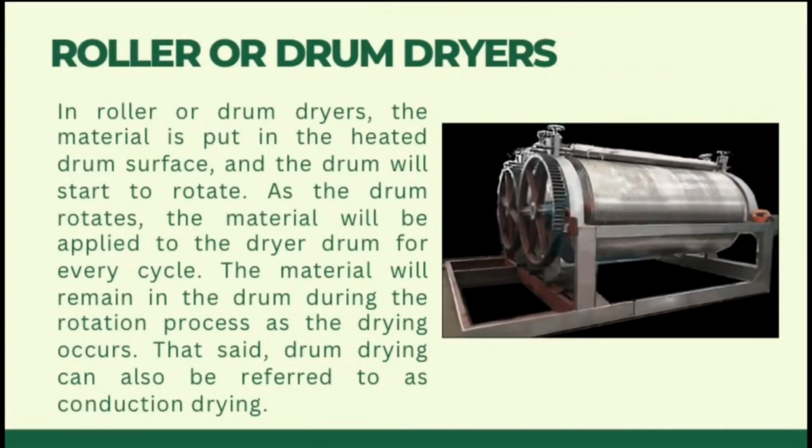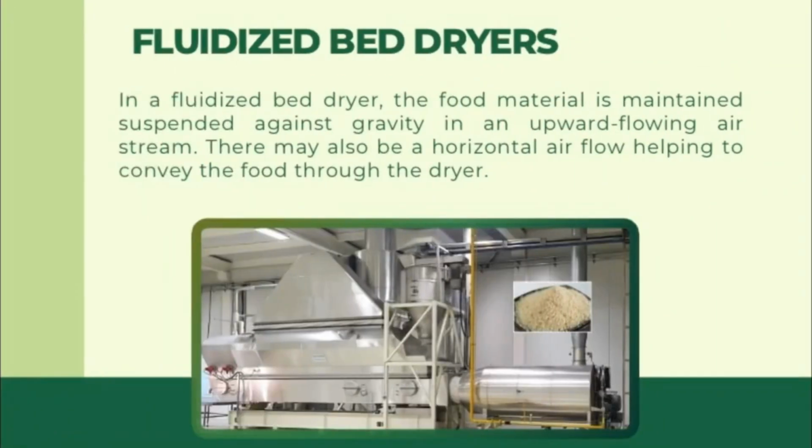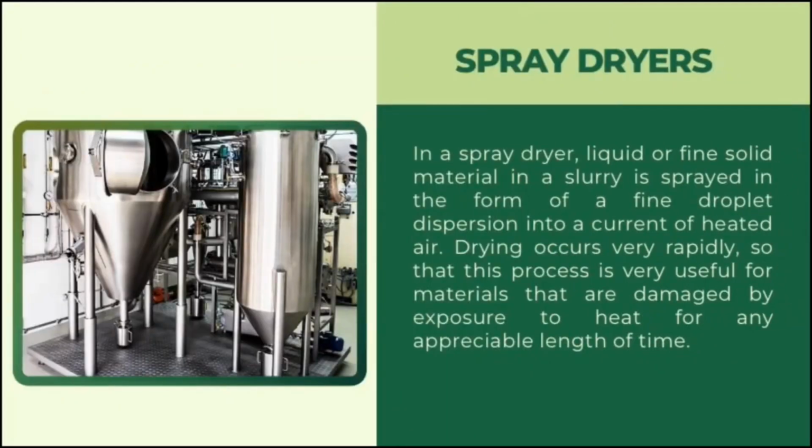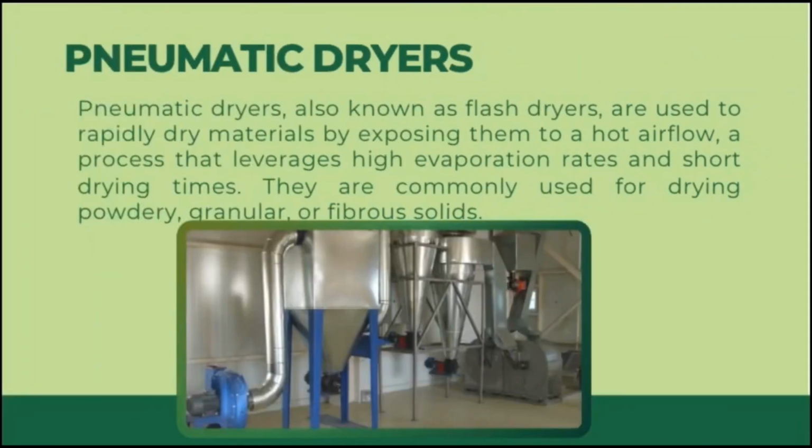Next is roller and drum drying. The material is applied to a rotating heated drum surface. Next is fluidized bed drying. Food is suspended in an upward flowing air stream. Spray drying: a liquid or slurry is sprayed into hot air for rapid drying. Next is pneumatic drying, rapid drying using hot airflow, ideal for powders and granules.